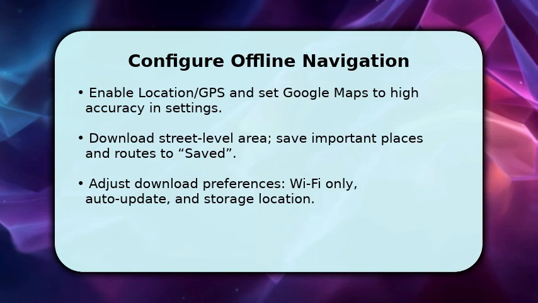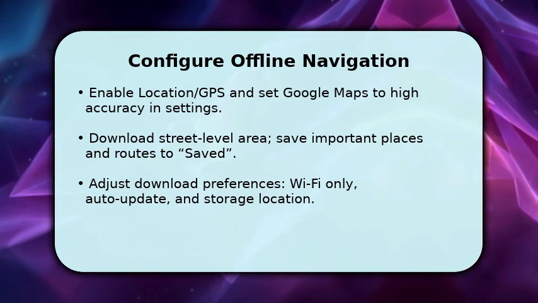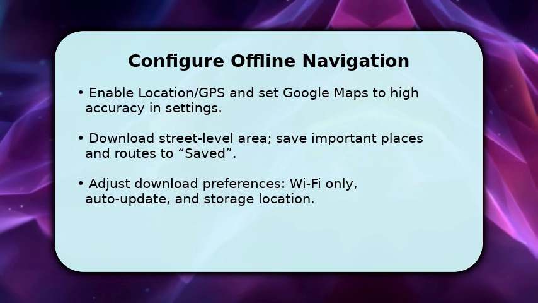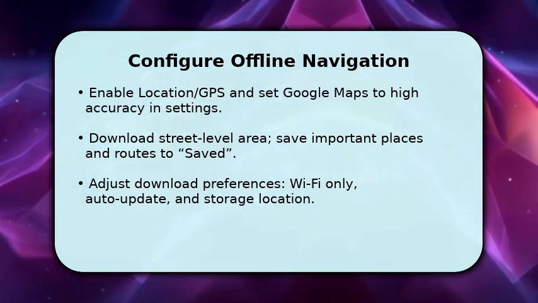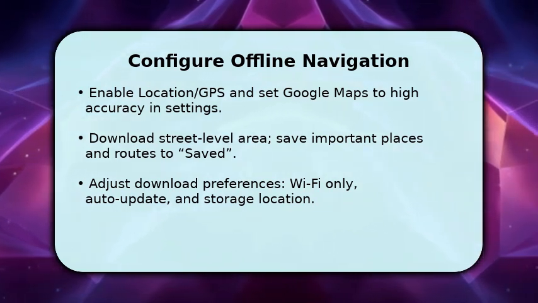After the map downloads, save critical places and common routes to saved lists so you can access them quickly. Make sure offline map settings are set to auto-update on Wi-Fi if you want fresh data, and choose internal or SD storage depending on space. These steps make routing and search more reliable when offline.